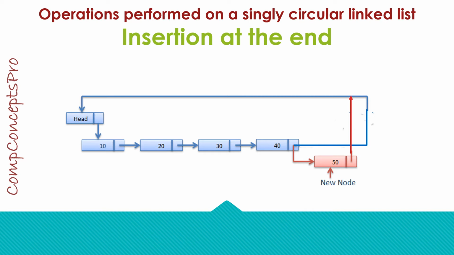Now let's learn insertion at the end of the circular linked list. Here we only need to update two pointers. First, the last node next should store the address of the new node instead of the first node, because now our new node will be the last node. And second, new node next should store the address of the first node.